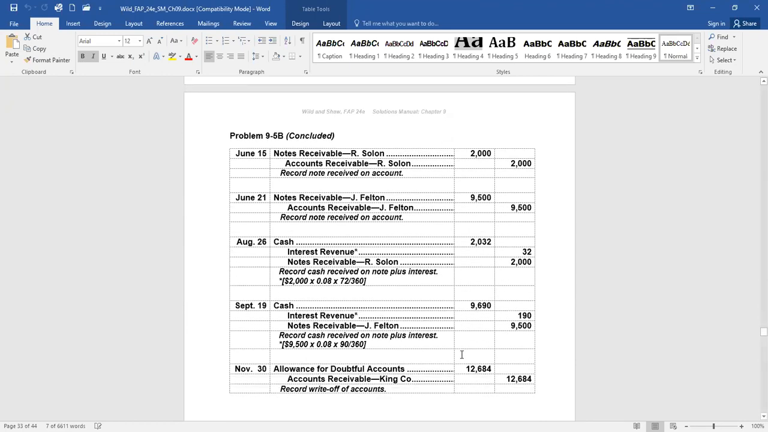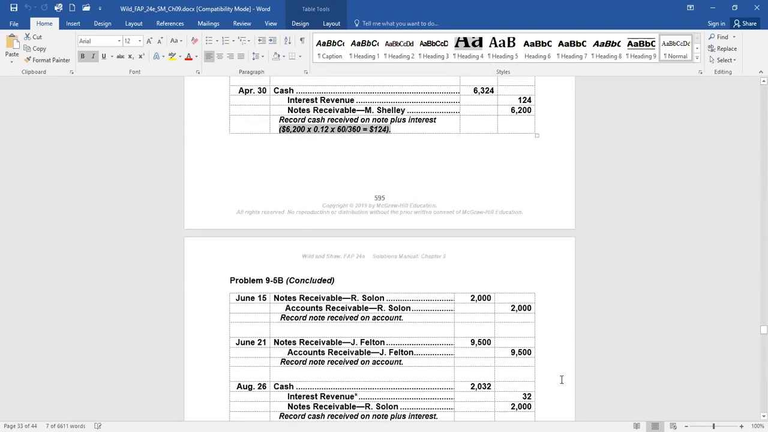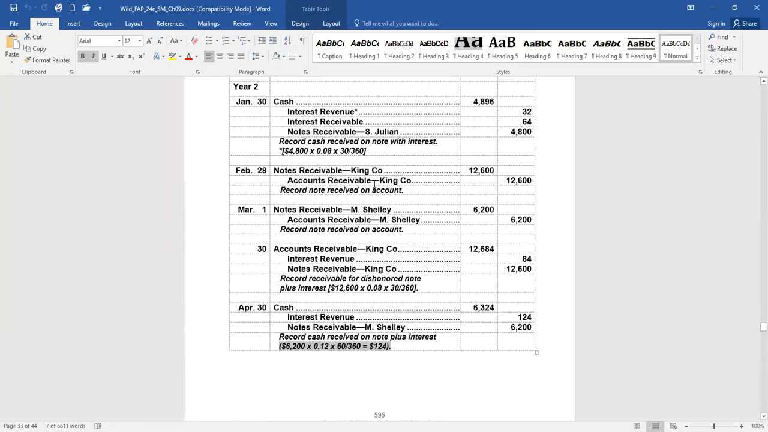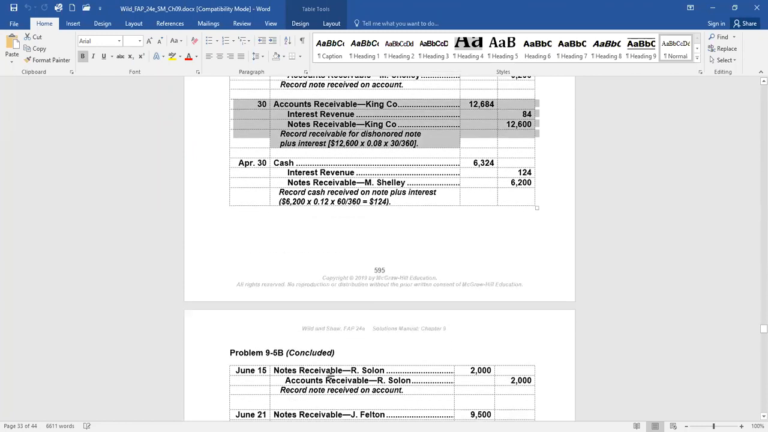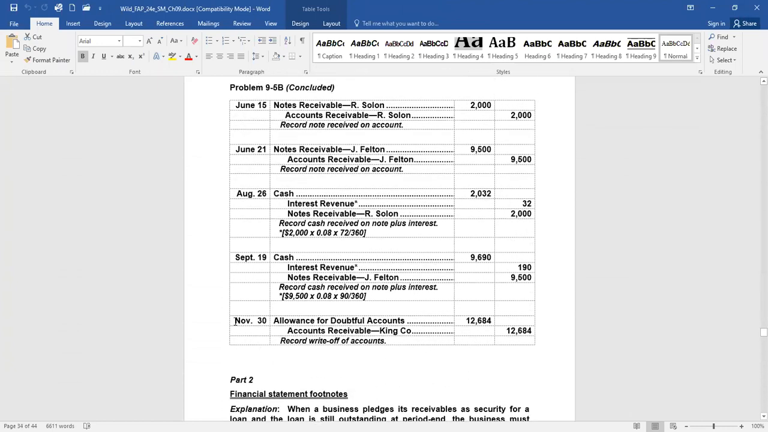$9,690. On November 30th, the company decided to write off King's account against the allowance for doubtful accounts. So remember up here, King said, oh, convert my accounts receivable into a note receivable on February 28th. We did that. March 30th, he dishonored the note, or the company dishonored the note, put it back into accounts receivable. By November 30th, King still has not paid off that note. Bugger, right? So we debit the allowance for doubtful accounts, credit accounts receivable for the total.